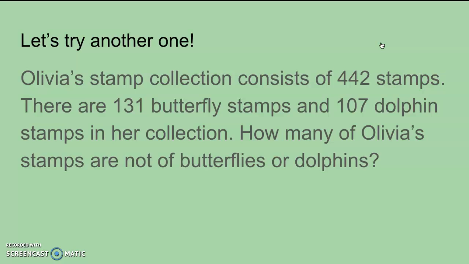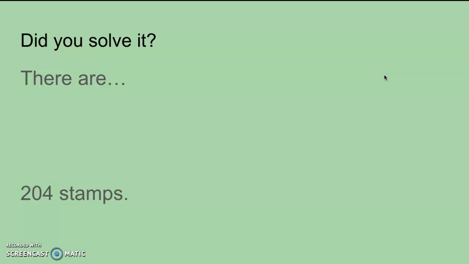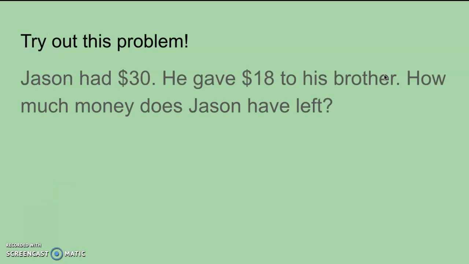So my hint to you right now: you should add the butterfly and the dolphin stamps together first, and then find how many stamps she has that are not butterflies or dolphins. Okay, you can pause this video and take some time to solve this. All right, hope you resumed the video and you're ready to see the answer. Did you guys get it? There are 204 stamps that are not butterfly or dolphin stamps. All right, next one.